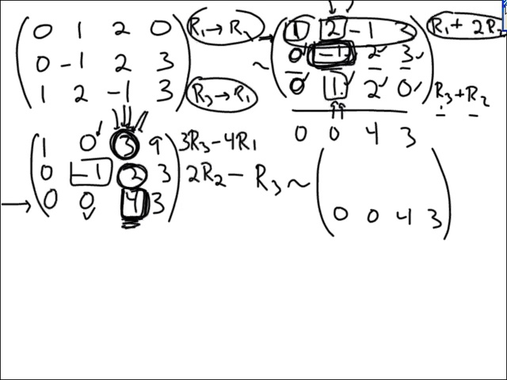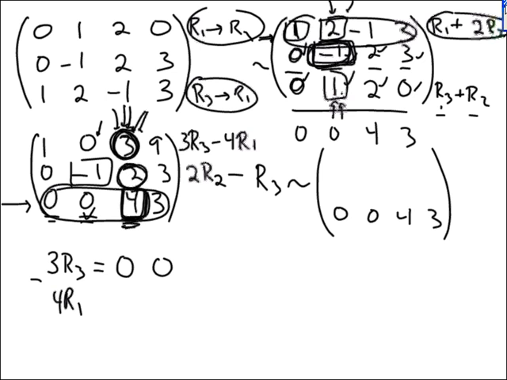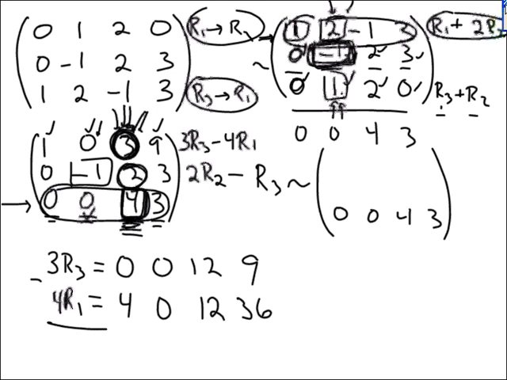Okay, so now let's do this. 3 times row 3, 4 times row 1, then I'll subtract. 3 times row 3. Just triple, or multiply by 3, each of the numbers. 3 times 0 is 0. 3 times 0 is 0. 3 times 4, 3 times 3. 4 times row 1. 4 times 1, 4 times 0, 4 times 3, and 4 times 9, 36. And we subtract.